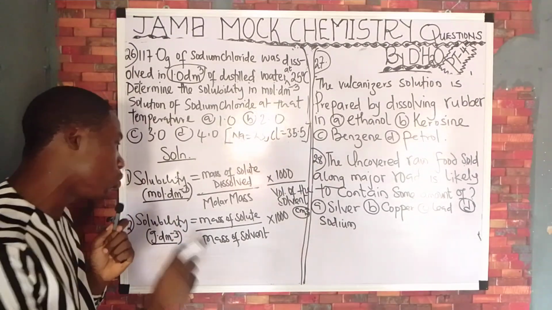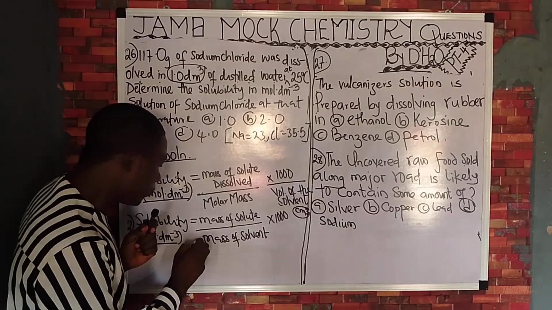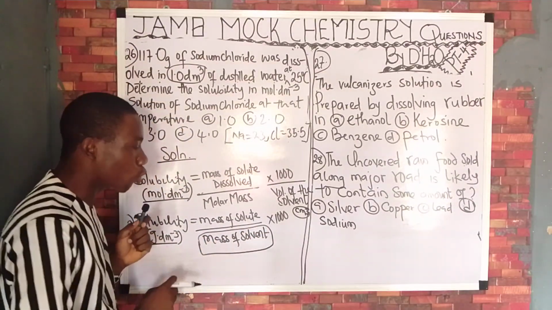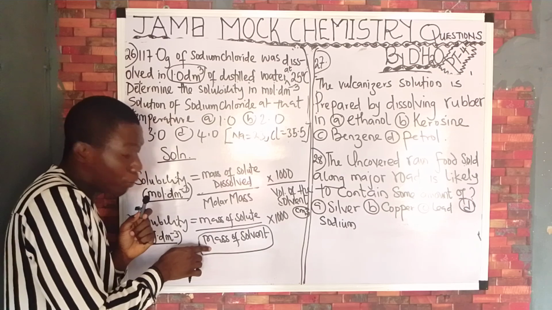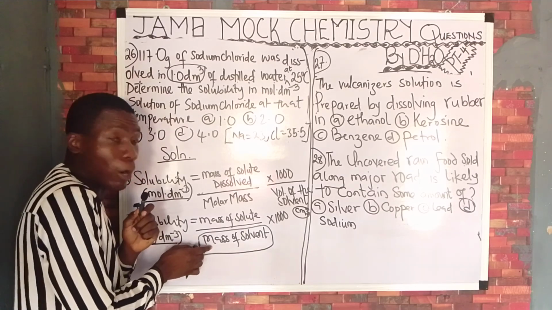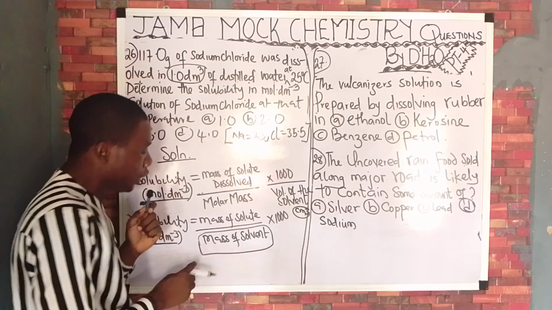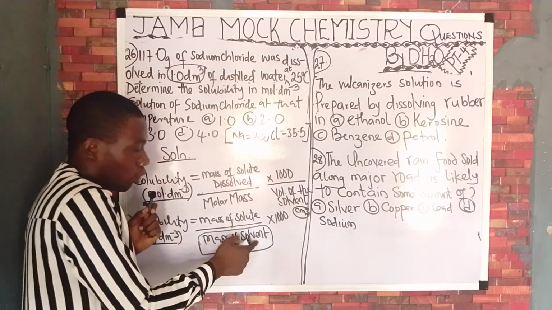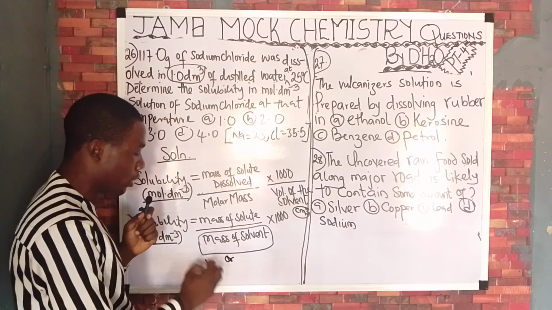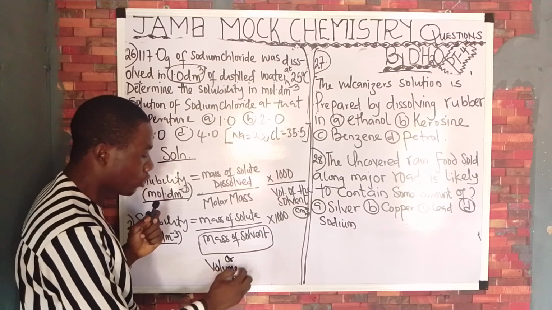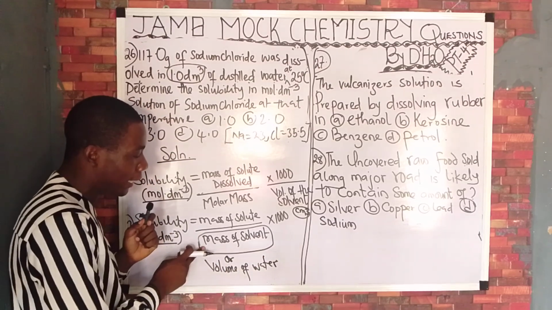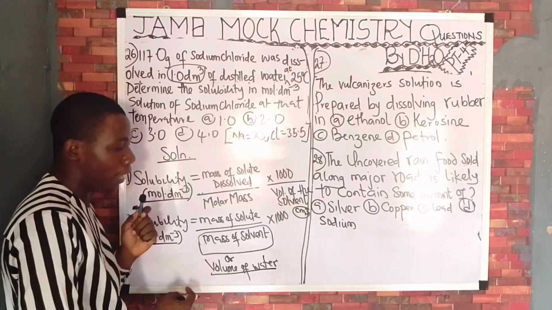I want to say a little thing about this. Water is known as a universal solvent, so most times your problem is going to have water as the solvent. Now, in place of mass of water, you can replace it with volume of water. So take note, the mass of water is equal to the volume of water.